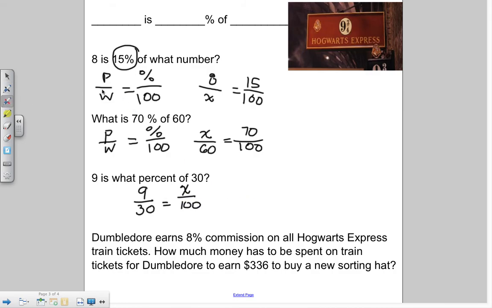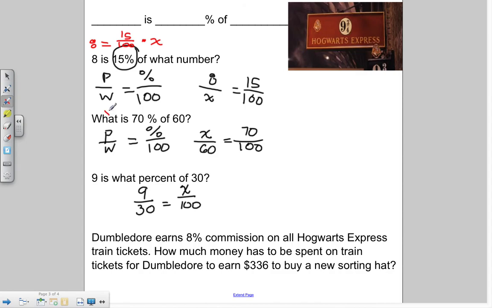Now, if I'm going to do this a different way, it's called the equation method. I translate this directly into an equation. 8 is means equals. 15% would be 15 over 100 times what number? x. Now I've got an equation that I can solve. I will get the same answer.